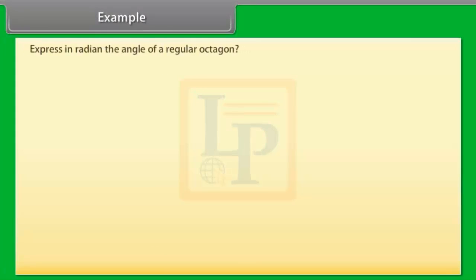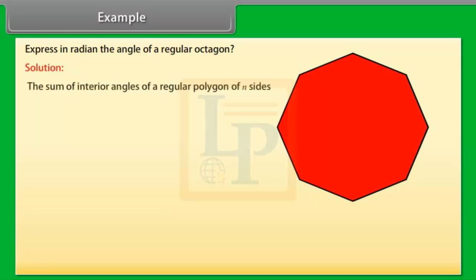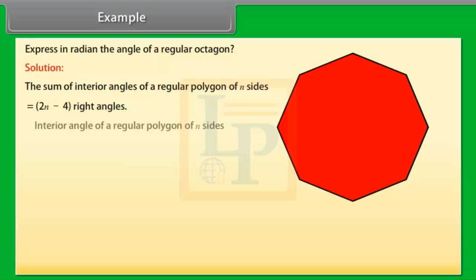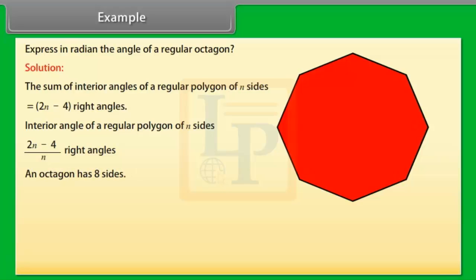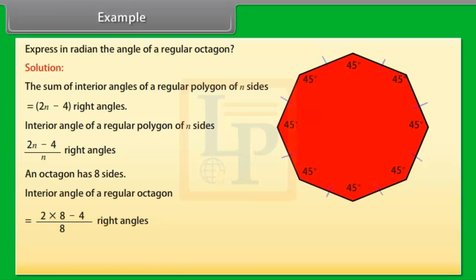Example. Express in radian the angle of a regular octagon. Solution. The sum of interior angles of a regular polygon of n sides is equal to 2n minus 4 right angles. Interior angle of a regular polygon of n sides is (2n minus 4) by n right angles. An octagon has 8 sides. Interior angle of a regular octagon is equal to (2 into 8 minus 4) whole upon 8 right angles, which is 3 by 2 right angles, equal to 3 by 2 into 90, which is 135 degree.